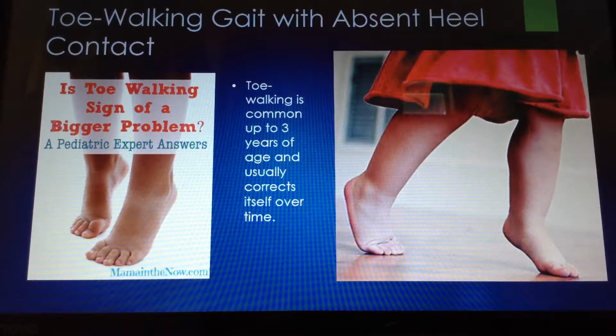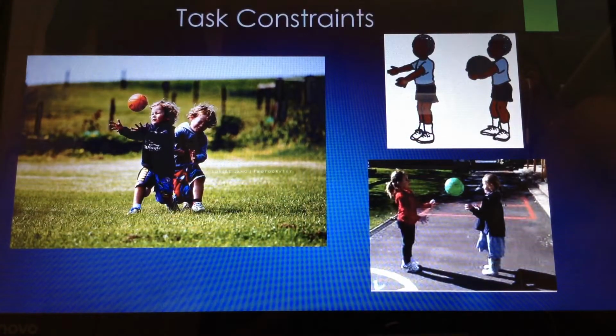Toe walking gait with absent heel contact. During the video, the child displayed multiple presentations when her gait changed to toe walking. Toe walking is common in children up to 3 years of age. However, persistent toe walking is observed in spastic upper motor neuron neurological diseases and can be an early indicator of cerebral palsy. As children age and mature, hand-eye coordination and fine motor skills continually improve through adolescence.